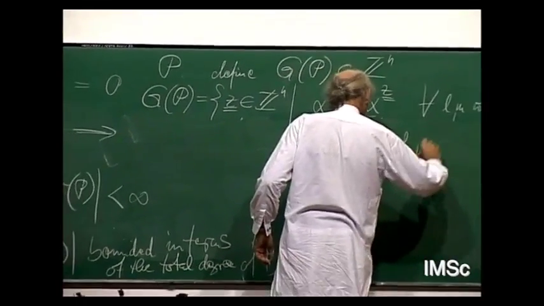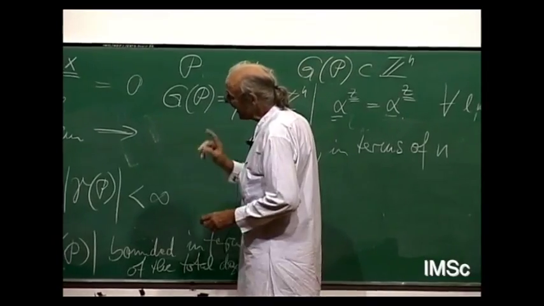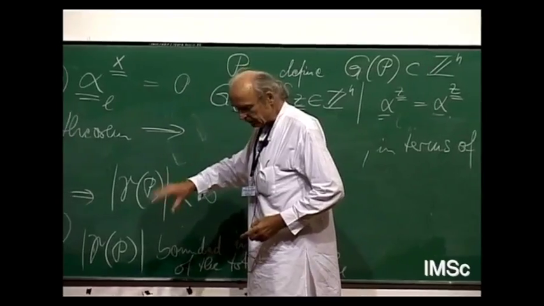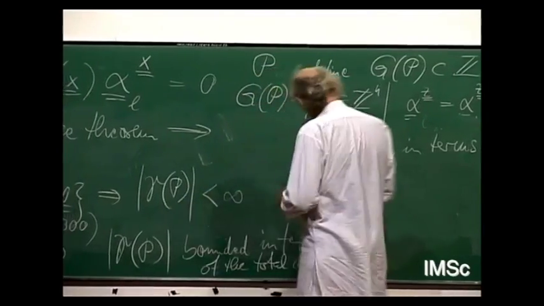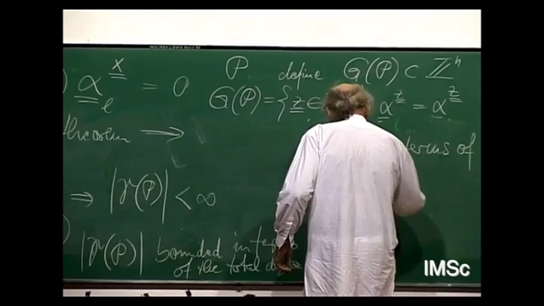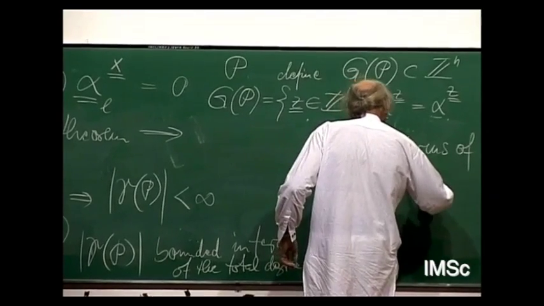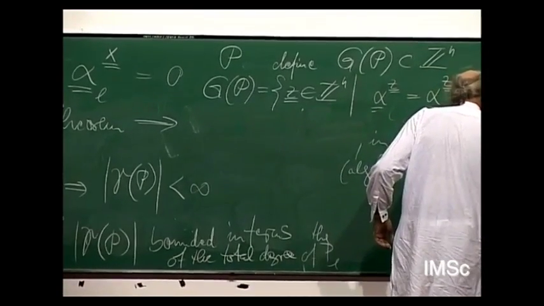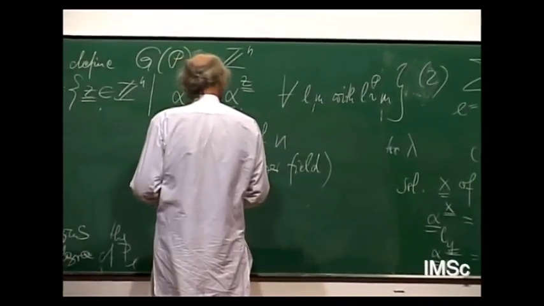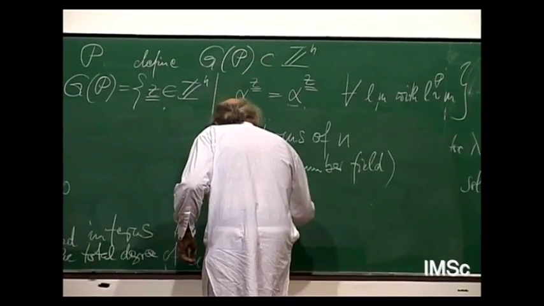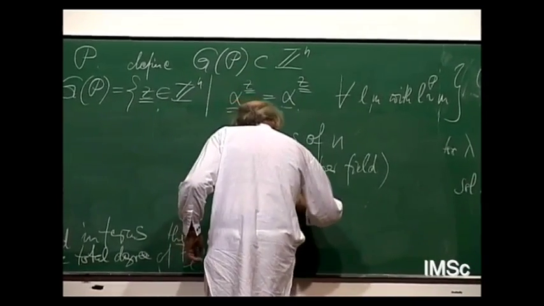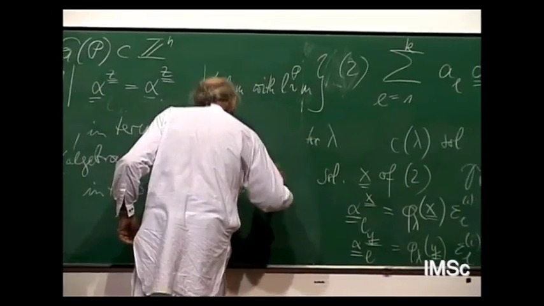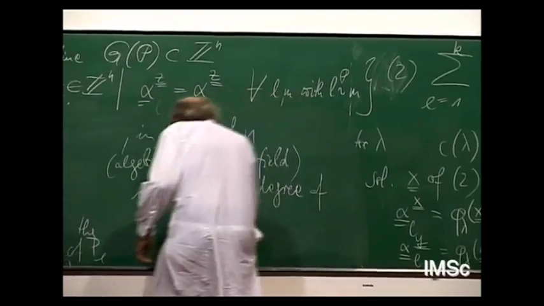of n, the number of variables, and, well, I have to say, here we had made the assumption that we are working within an algebraic number field. So it is bounded in terms of the degree of the field.